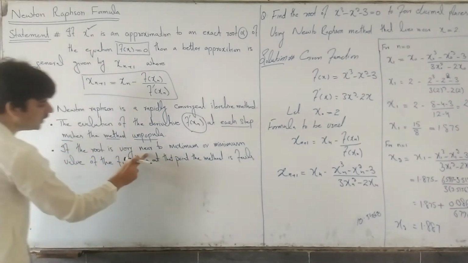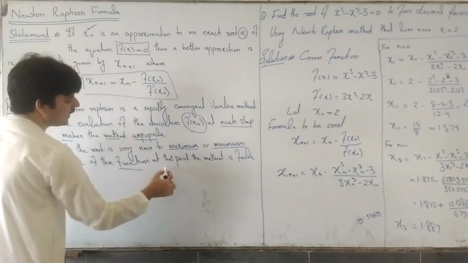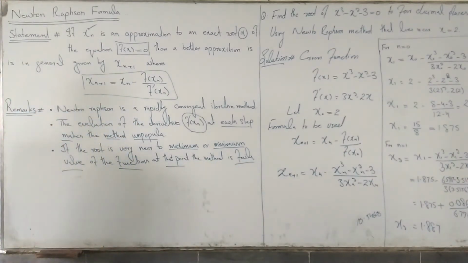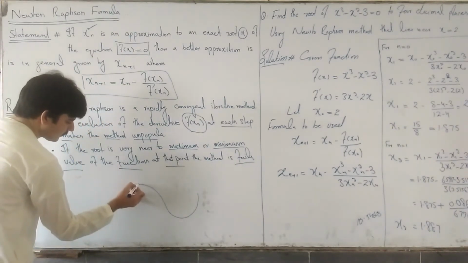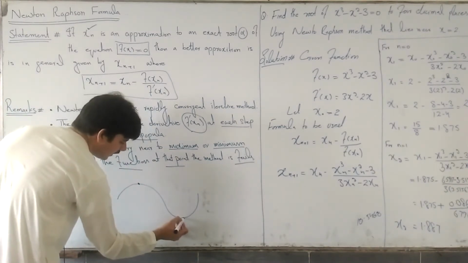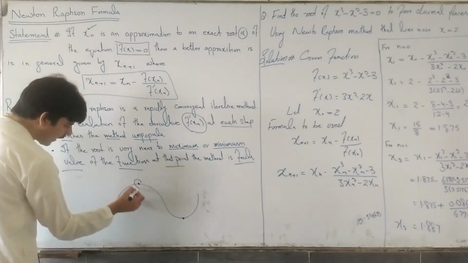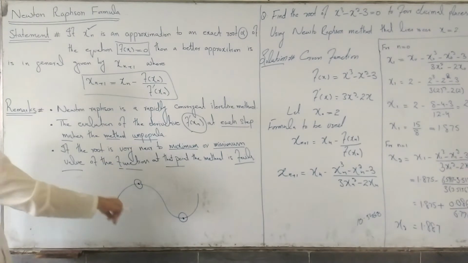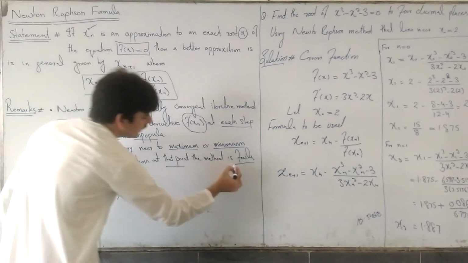If the root is very near to a maximum or minimum value of the function, the method fails. Suppose that we have the graph of some function, this is the maximum value and this is the minimum value. If the root lies near to this point or this point, then at that point the Newton-Raphson method fails.